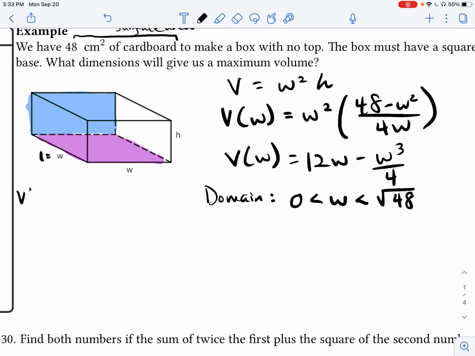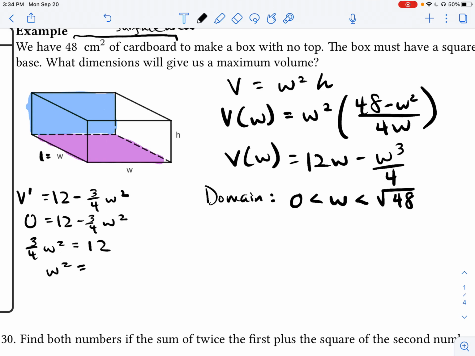So V prime, I should say, will be 12 minus, in this case, 3/4 W squared. Now, what are we doing? We are using the first derivative test to see if we can find the values for W that will produce a relative extrema. We're going to set our derivative equal to 0. So that's 12 minus 3/4 W squared, so we can say 3/4 W squared is equal to 12. Multiply both sides by 4/3. W squared would then be equal to 16, which means W could be equal to -4 and +4.